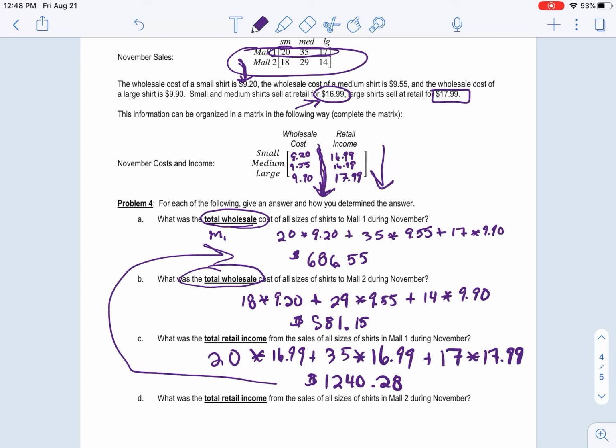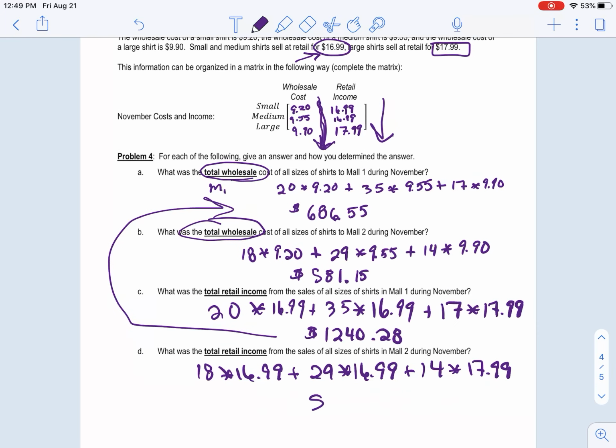And we're back. Okay, so what you should have written down was 18 times $16.99 plus 29 times $16.99 plus 14 times $17.99. And that total would be $1,050.39.